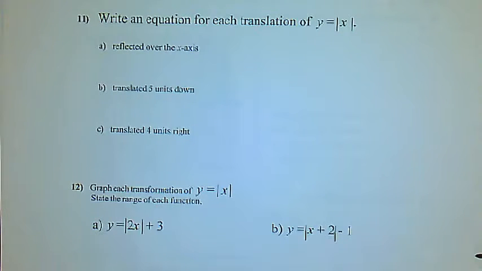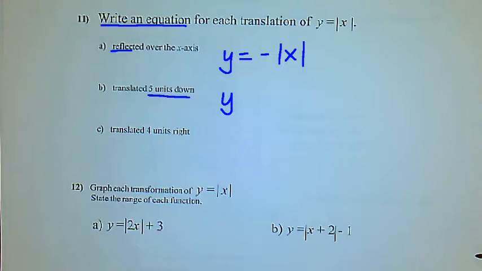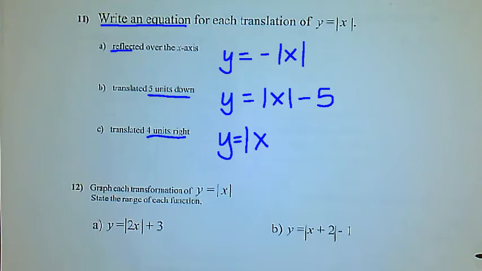All right, we will finish this off with this page. So now we're going to actually write the equation for the translation. The first one says that it reflects over the x-axis. So we know that reflecting over the x-axis, you just merely negate that absolute value. That is reflection. Now we're going to go 5 units down. 5 units down means we are going to do this on the outside. So we do our absolute value and subtract 5. Lastly, we're going to do 4 units to the right. So remember, that is inside of your absolute value. To the right would be minus.